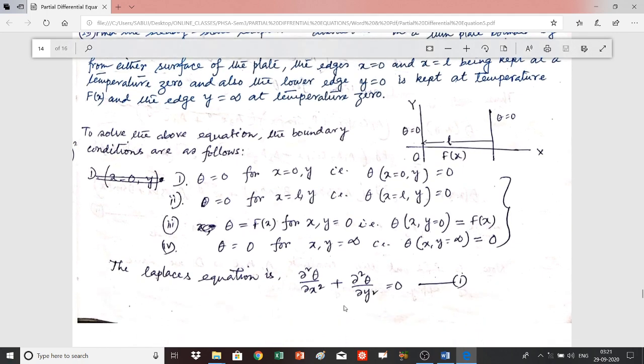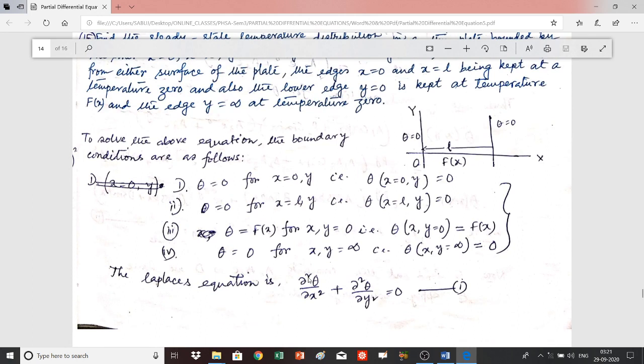And now here the Laplace equation in this two-dimensional case, since it is a two-dimensional case, is del squared theta by del x squared plus del squared theta by del y squared.